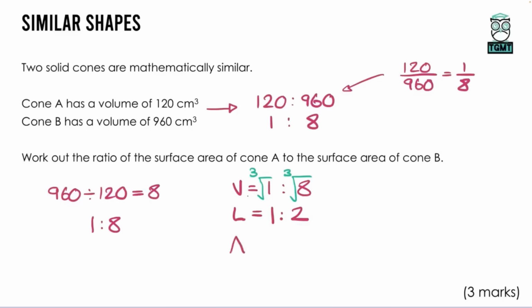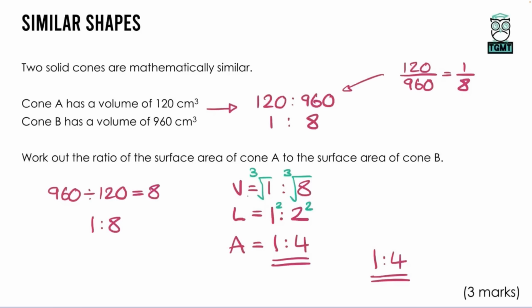To get to area, the process to move between length and area is squaring and square rooting. We're going up to area, so we're going to square these, and that's going to give us our area ratio, which is 1 to 4. And there we go, that is our ratio. 1 to 4 would be our final answer. And there we go, that's moving between length, area, and volume scale factors.